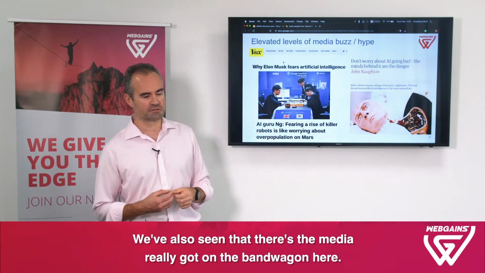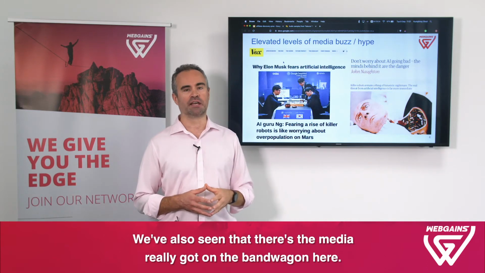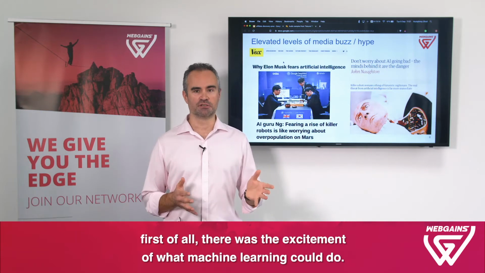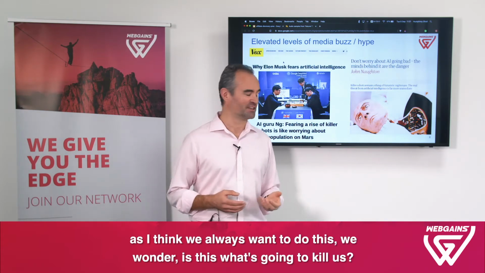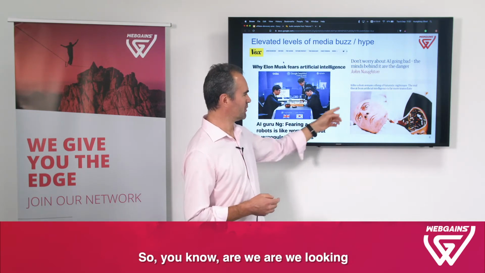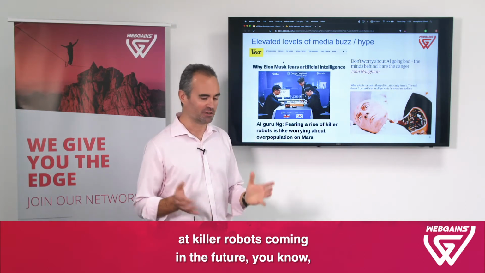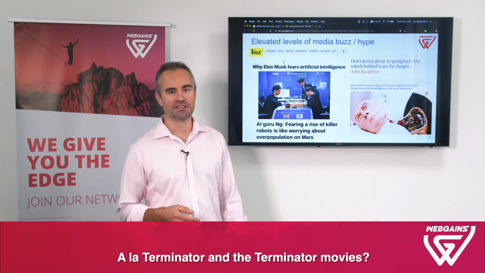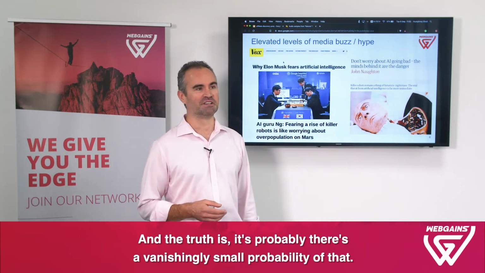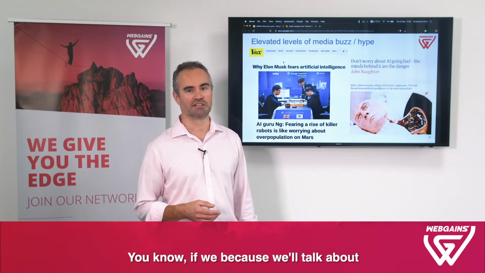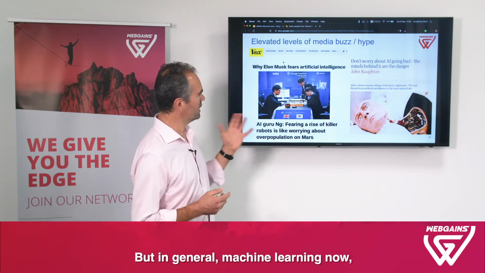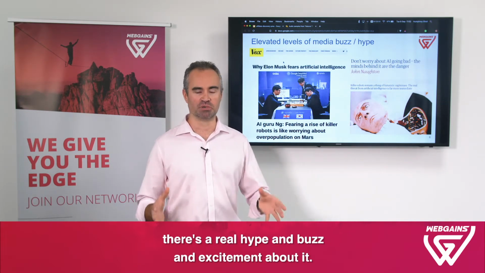We've also seen that the media really got on the bandwagon here. First of all, there was the excitement about what machine learning could do, and then, I think we always do this, we wonder, is this what's going to kill us? So, are we looking at killer robots coming in the future? A la Terminator, the Terminator movies, and the truth is there's a vanishingly small probability of that. Because we'll talk about what machine learning can and can't do in a second, but in general, machine learning now has a real hype and buzz and excitement about it.